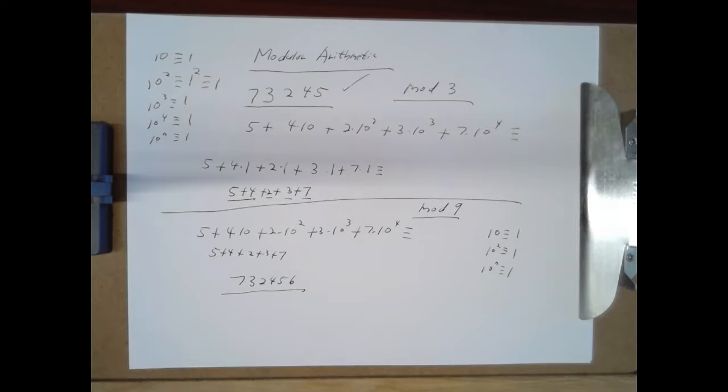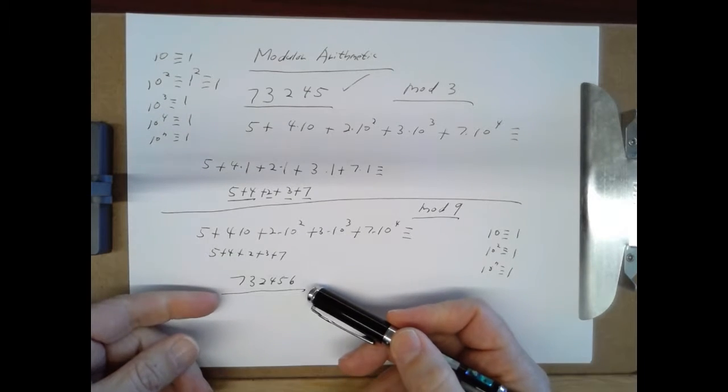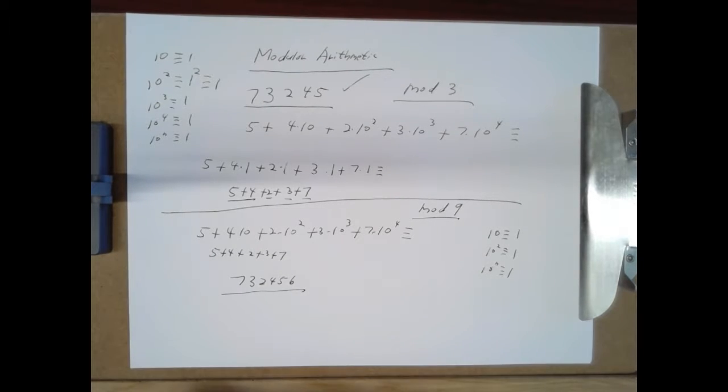This is called casting out 9s or casting out 3s. It's just a trick, but it's a use of modular arithmetic, a particular use, where we can say something about this large number by just saying something about the individual digits. So have you seen this before, casting out 9s?